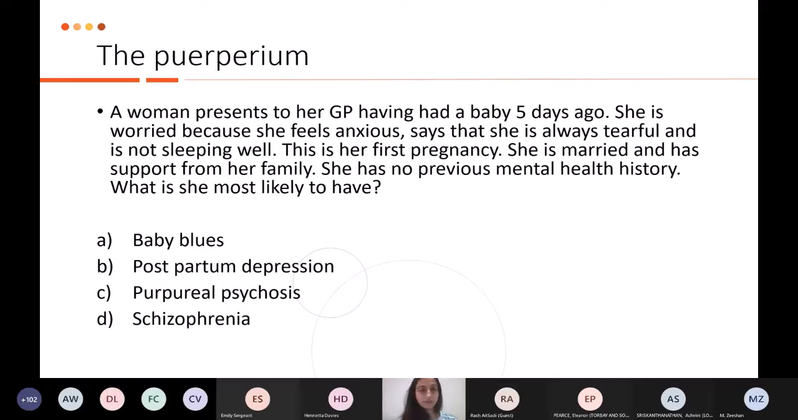So we've given birth. We're going to talk a little bit about afterbirth. So a woman presents to her GP. She's had a baby 5 days ago. She's feeling anxious, always a bit tearful, not sleeping well. This is her first pregnancy. She's married and she has good support at home, and she's got no previous mental health history. What would you suggest that she might have?